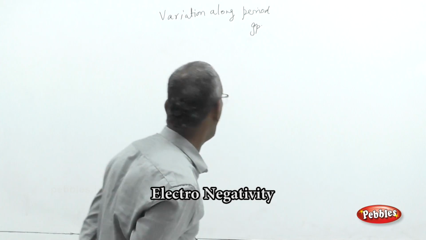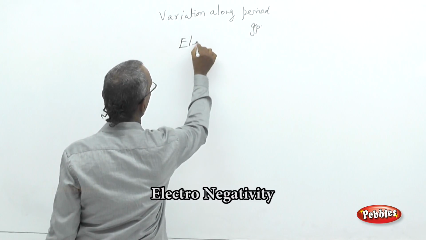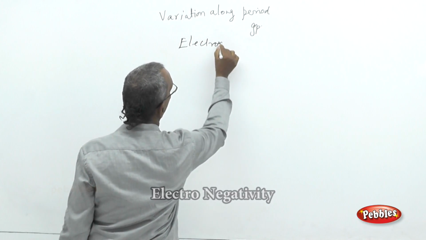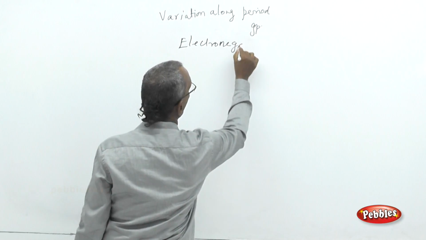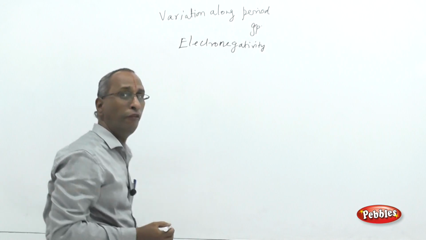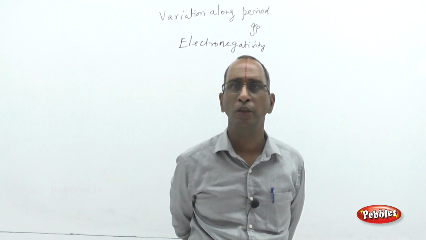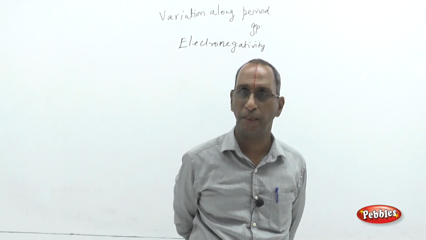Now we will see the aspect of electronegativity, which is an important periodic property. So electronegativity is defined as the power of attraction of the central electron pair towards a particular atom.